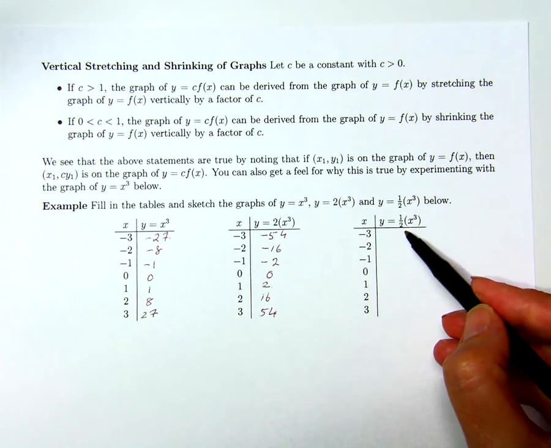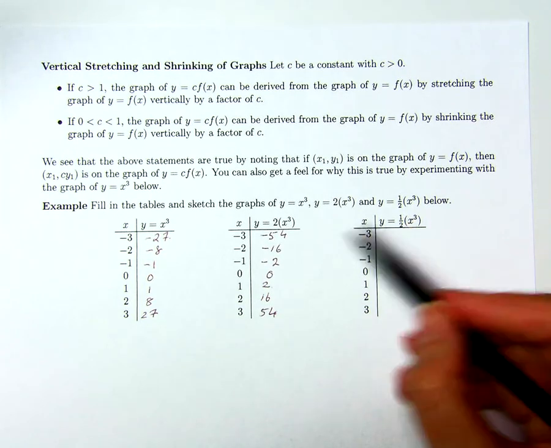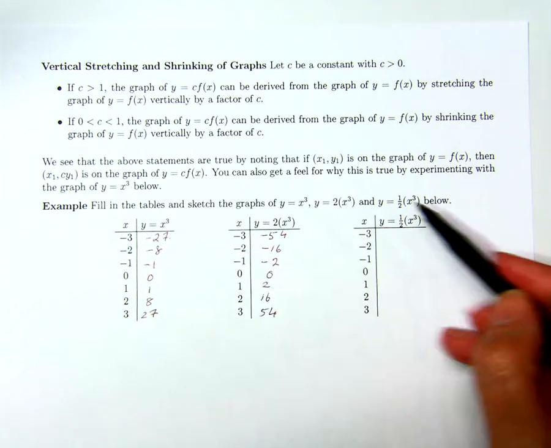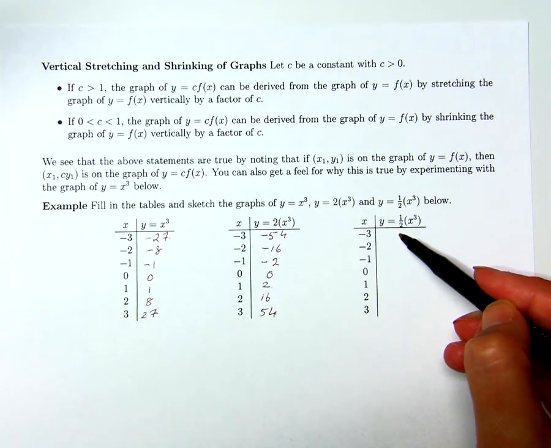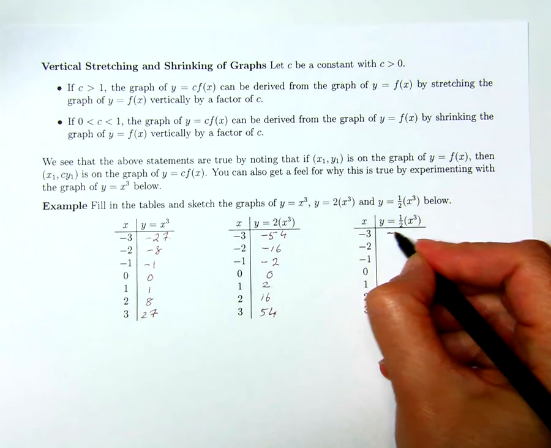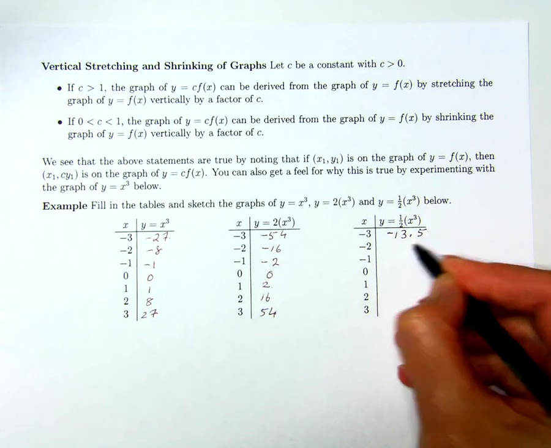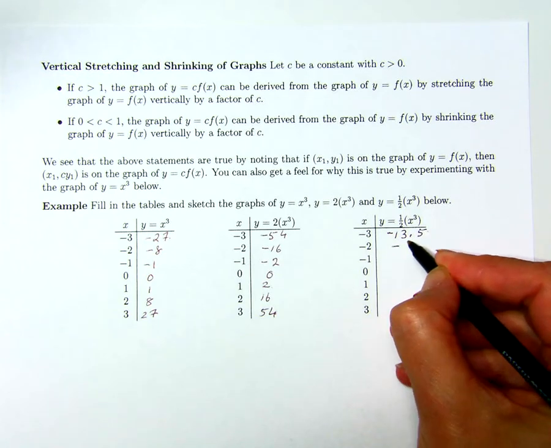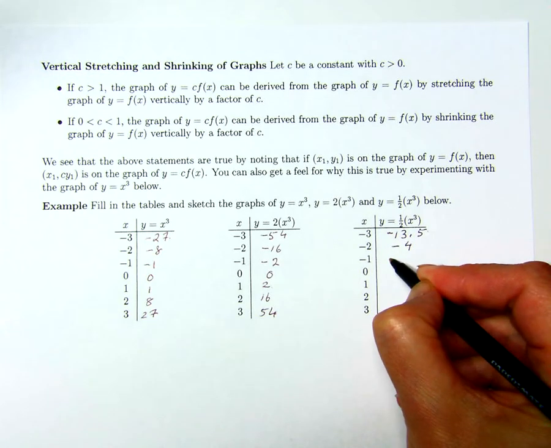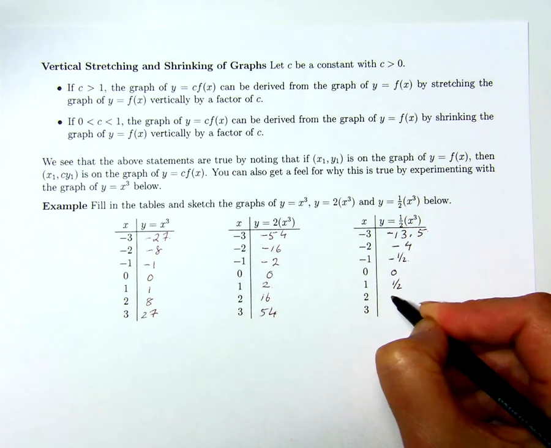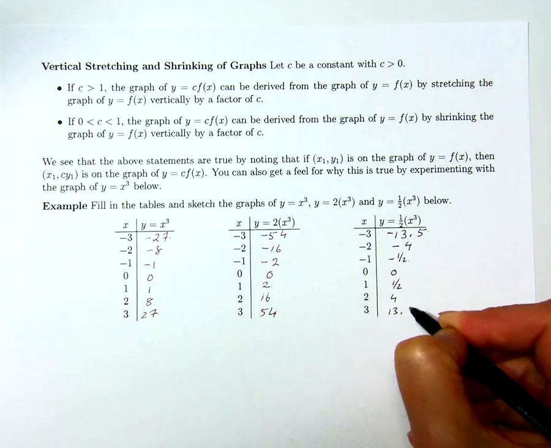And then if we were to multiply it by 1/2, you see that the y values on the graph of y equals x cubed simply get cut in half. So it's minus 13.5 here, minus 4, minus 1/2, 0, 1/2, 4, and 13.5.